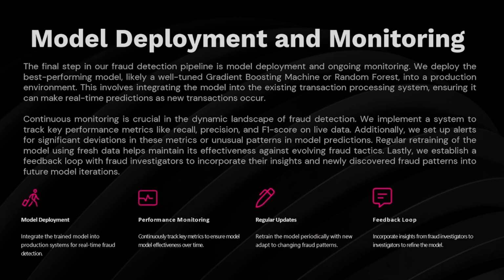The final step of fraud detection is where we deploy the best performing model, likely a gradient boosting machine or random forest, into the production environment. This involves integrating the model into the existing transaction processing system to ensure real-time prediction. We will also fine-tune the model using the best parameters, which we can find using the grid search algorithm. Now let us move on to the code to see how it works in a Jupyter environment.